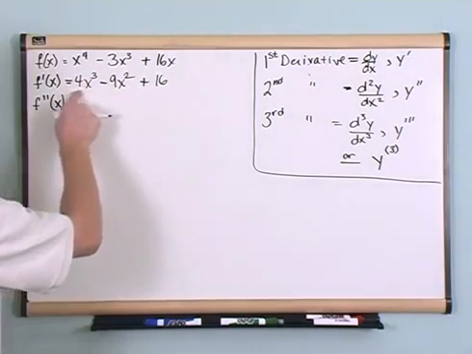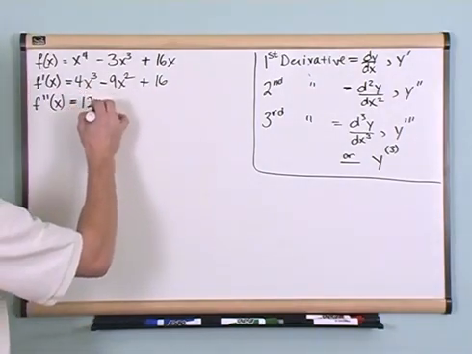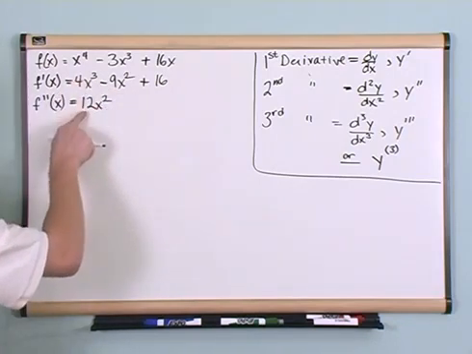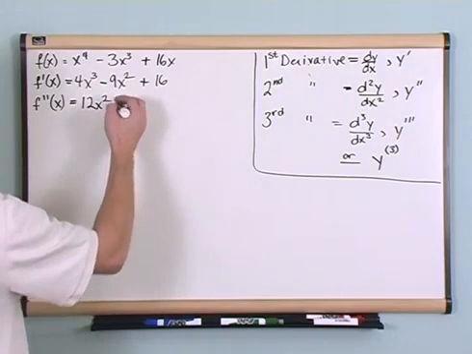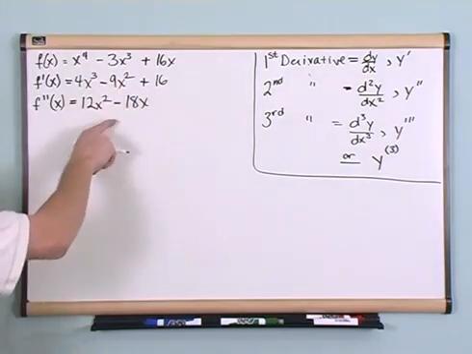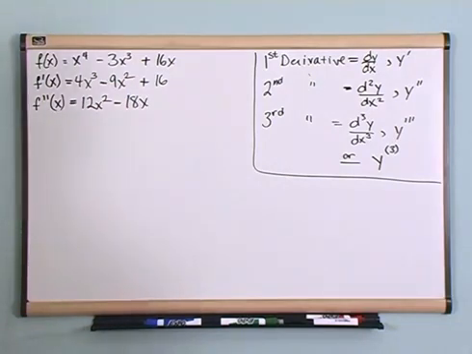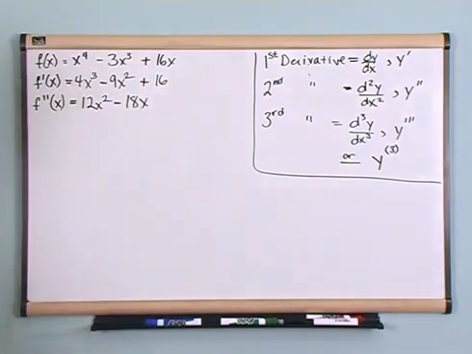So looking at this formula here, let's take the derivative of that. We have 12x squared. 3 times 4 gives me 12. And the exponent is just 3 minus 1, minus 18x, because 9 times 2 is 18, and the exponent is going to be a 1. And then here's a constant. 16 is a constant, so the derivative of that is 0.